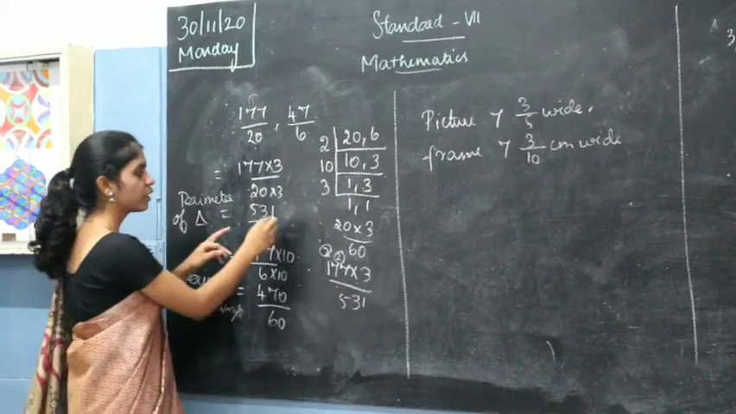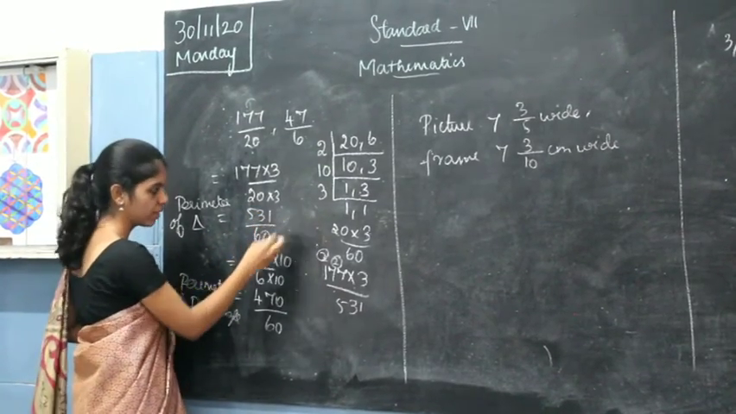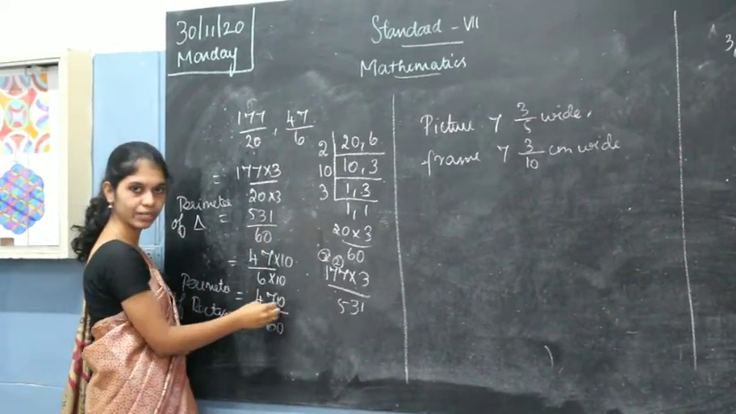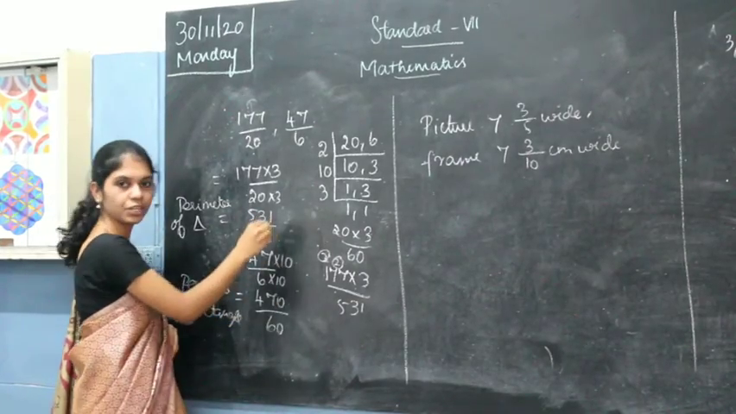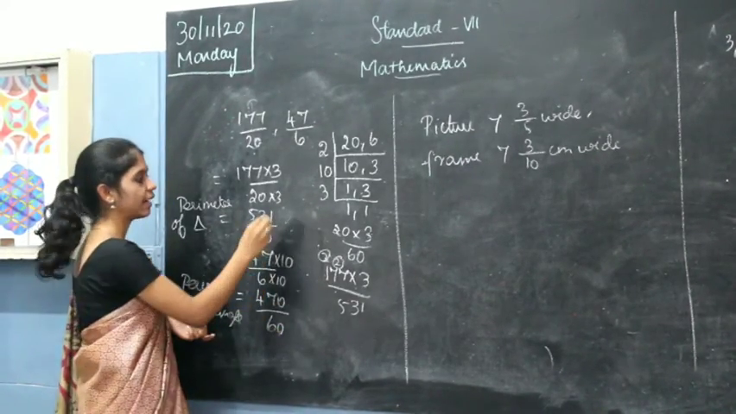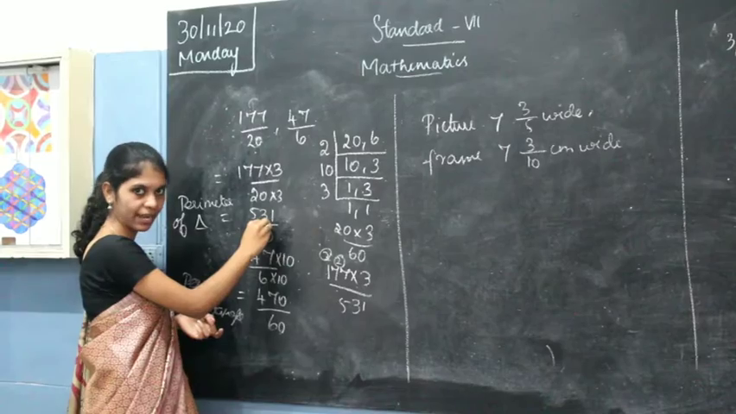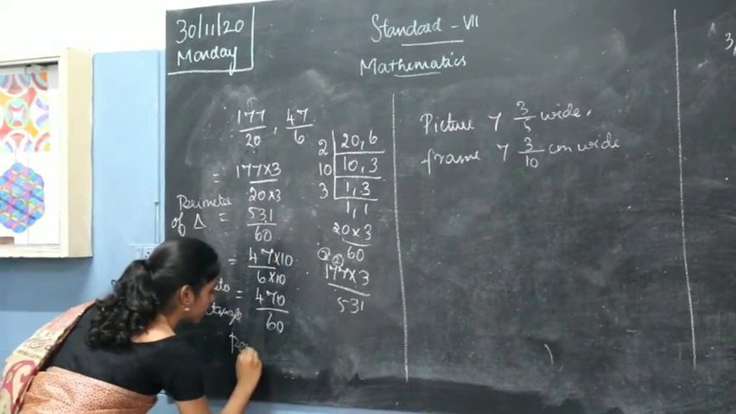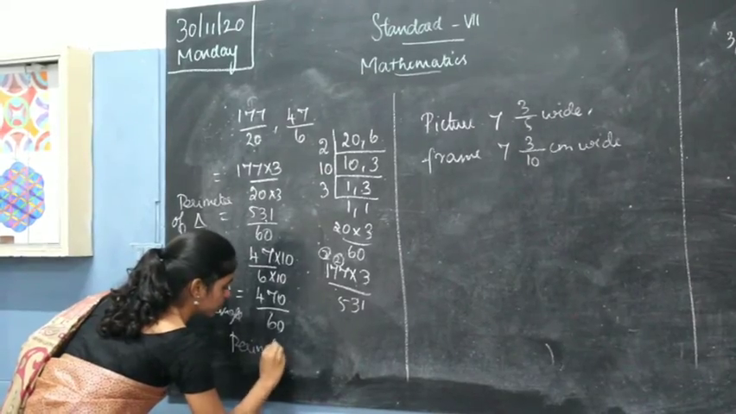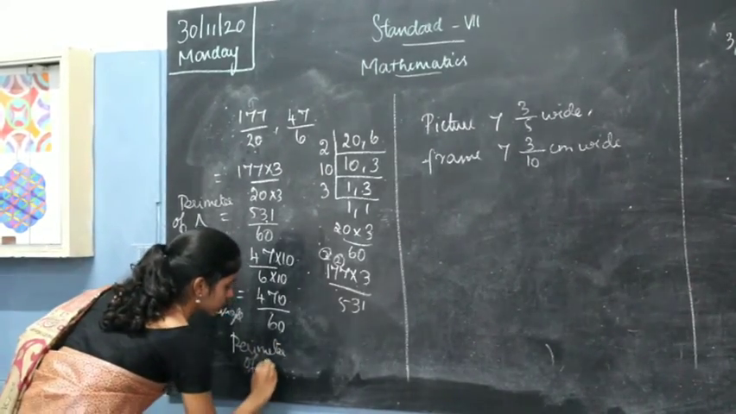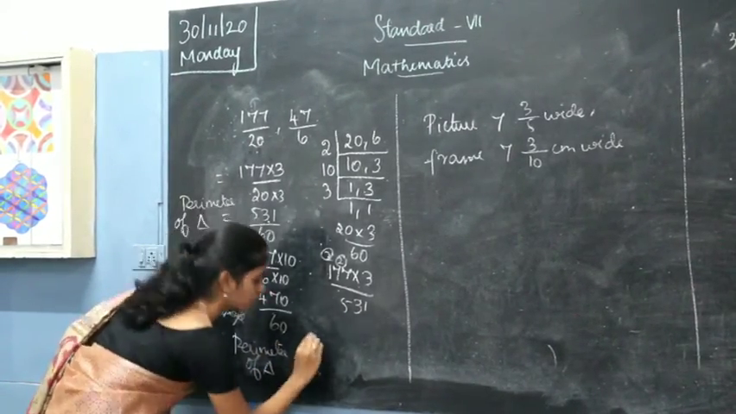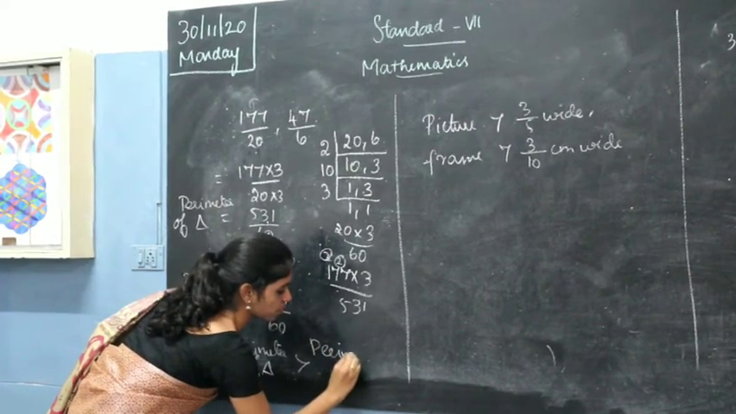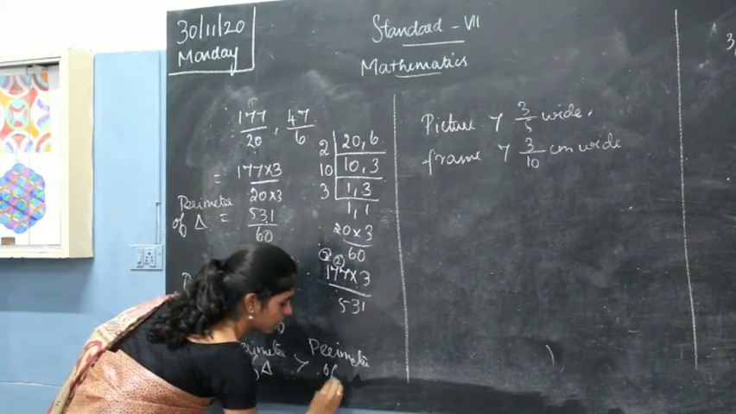So can you see, here you have 531 divided by 60 and here you have 470 divided by 60. When you compare both, you will find that perimeter of triangle is greater than perimeter of rectangle. So perimeter of triangle is greater than perimeter of rectangle.